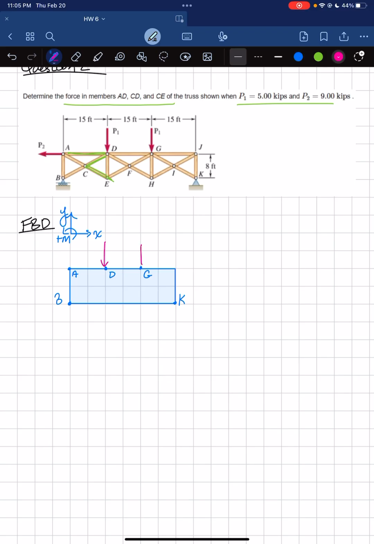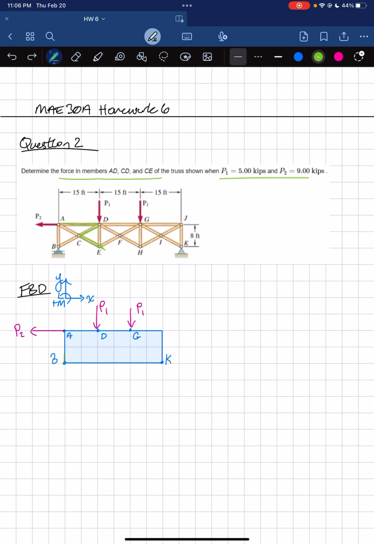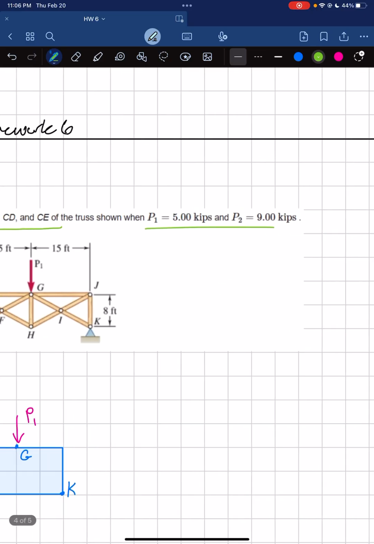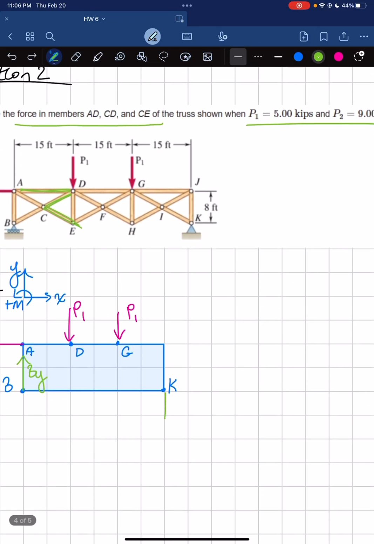So we can add the loads that it gives us, P1, P1, and then P2 off to the side here, pulling on the bridge. And then the reaction forces are going to be, for point B, it's a roller, so it doesn't constrain it in the X direction. It can move in the X direction. But if it tries to move in the Y direction, it will actually push back up. So there will be a reaction force in the Y direction, BY. And then K is a pin, like in question 1, so it'll have both an X and a Y reaction force, like this, KY, KX.